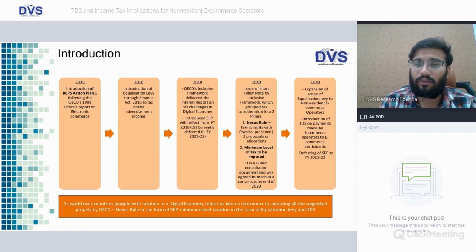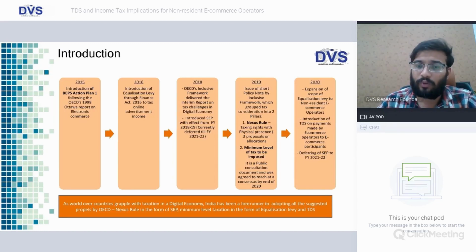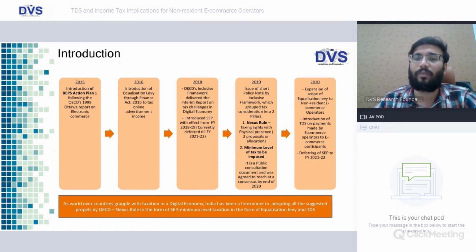A policy note was issued by the inclusive framework in 2019, which grouped the tax considerations into two pillars. The first is the nexus rule, taxing rights beyond physical presence, with three proposals on allocation, and the second is the minimum level of tax to be imposed. It was a public consultation document and was agreed to reach a consensus by the end of 2020. We have already done a webinar on this, friends, if you want to see what exactly this document said.